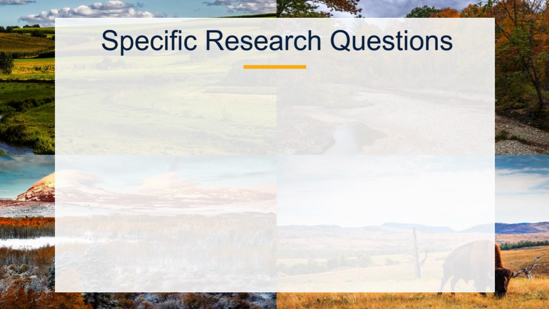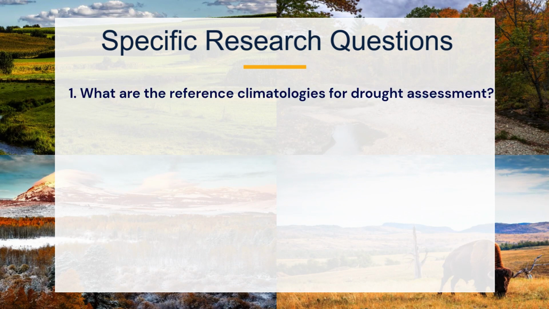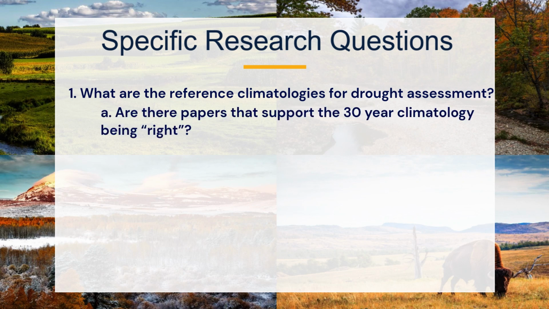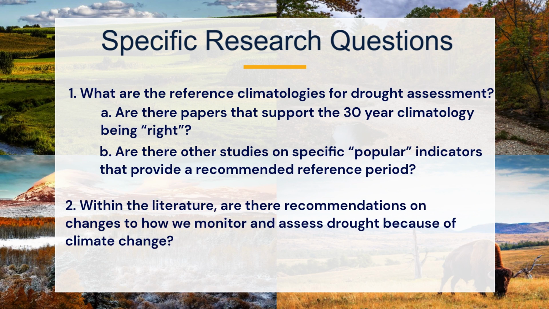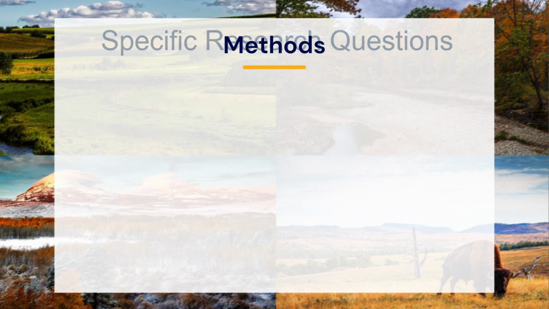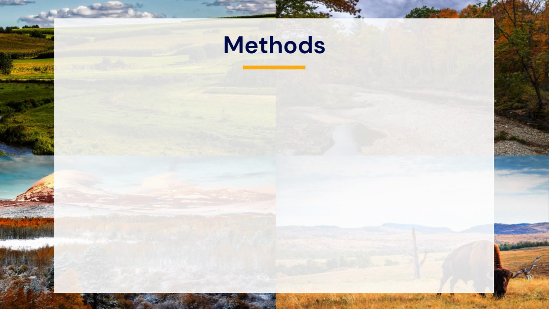I didn't even try. So we decided we really needed to narrow down our research questions, and the questions we came up with are these. There are two of them. First of all, the first one's around reference climatologies for drought assessment. Are there papers that support a 30-year climatology as being correct as opposed to using the full period of record? Are there other studies on specific popular indicators that provide a recommended reference period for assessing drought? And number two, within the literature, are there recommendations on changes in how we monitor and assess drought because of climate change?